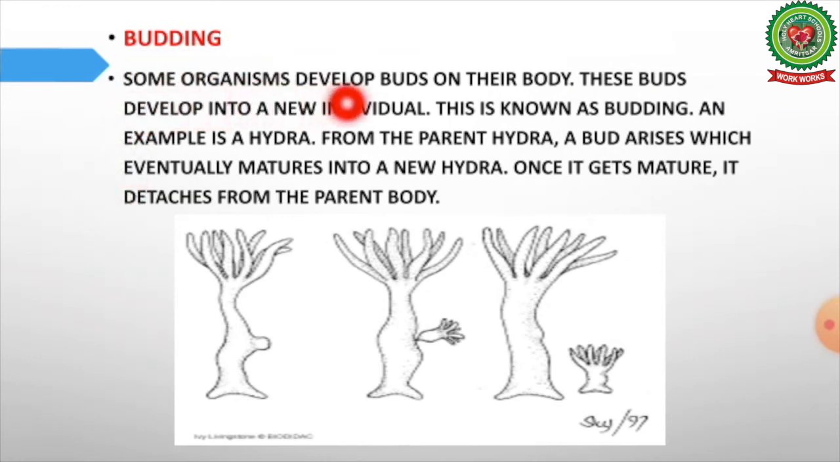Some organisms develop buds on their body. These buds develop into a new individual. This is known as budding. An example is a hydra. From the parent hydra, a bud arises which eventually matures into a new hydra, and once it gets matured, it detaches from the parent body and behaves as a new individual and grows as a new parent body.